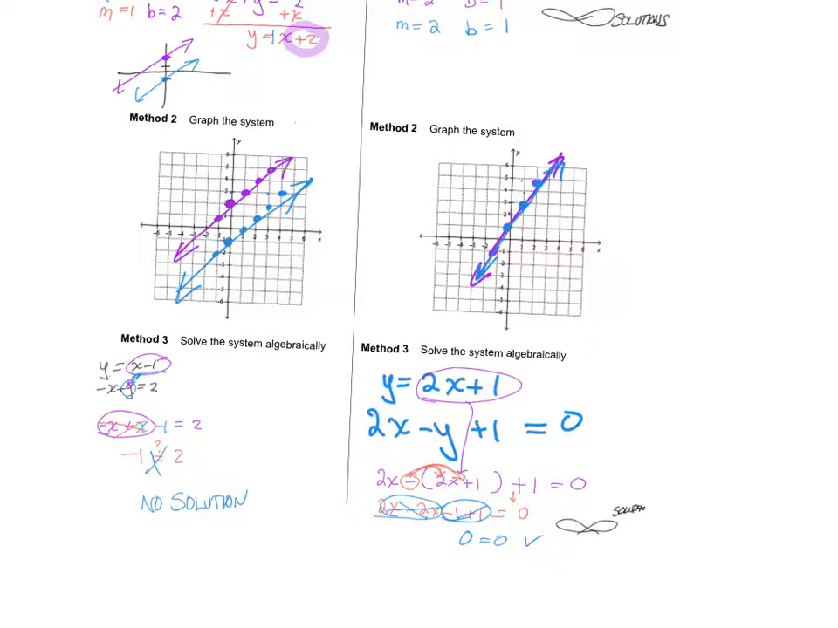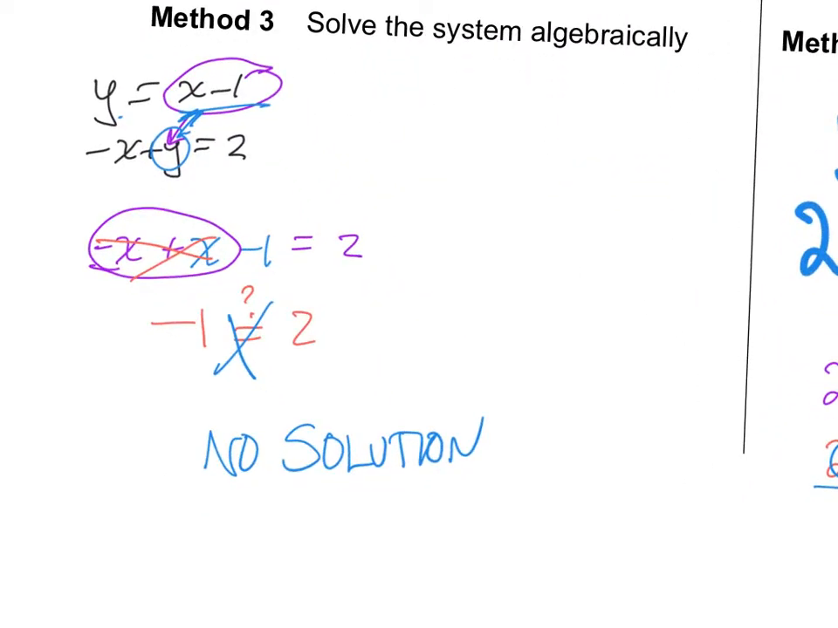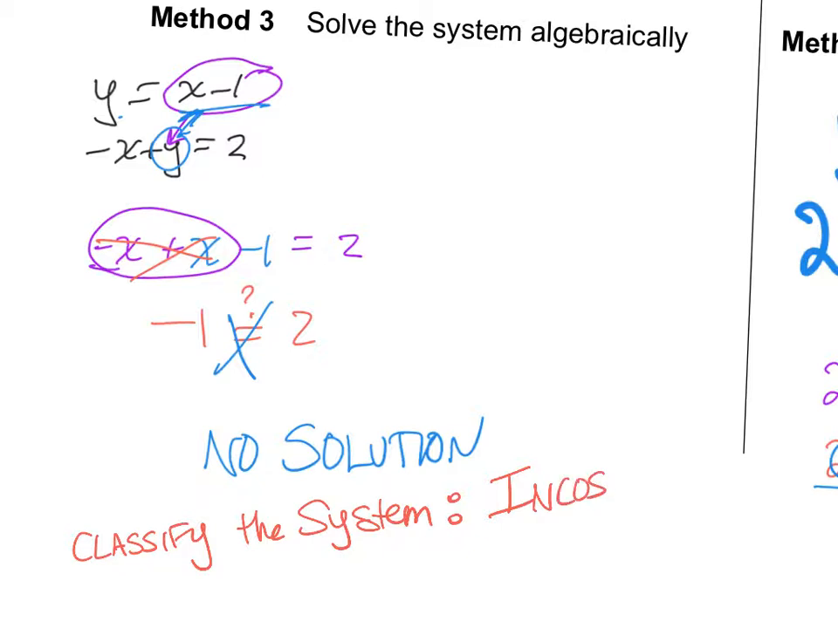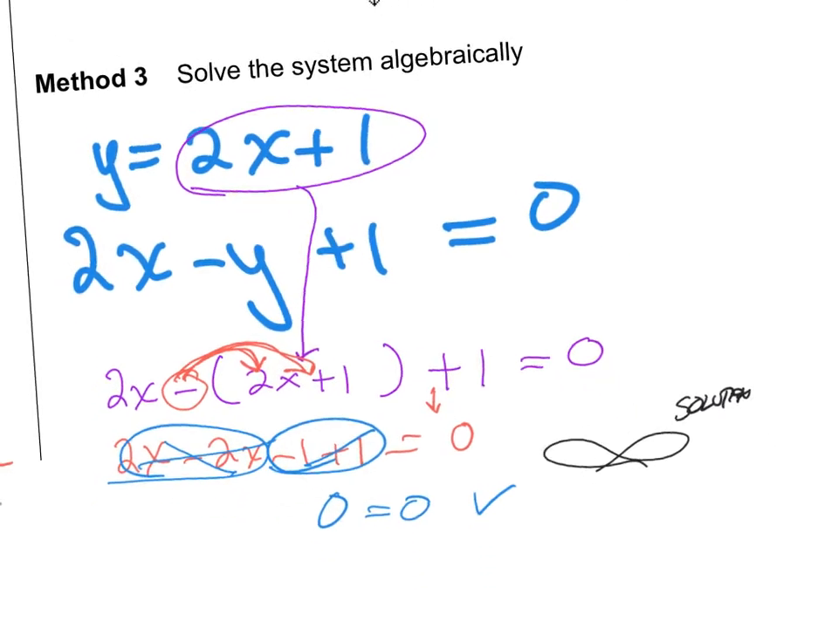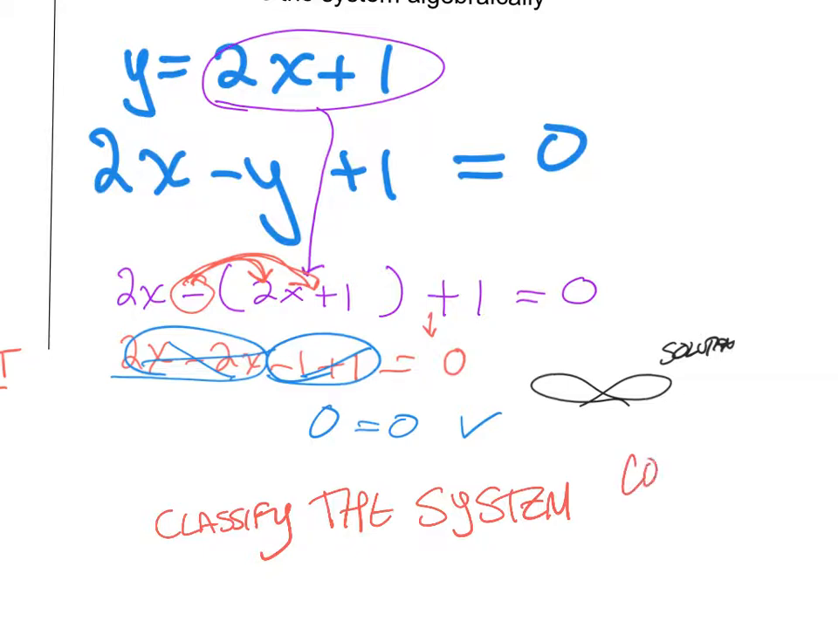Now, what I want to make sure that you understand is the proper classification of these solutions. The first one, there is no solution. So if I asked you to classify that system, you would say inconsistent, because there's no solution, so it's inconsistent. Similarly, if I asked you to classify this one, where it's infinite solutions, I said, hey, classify the system. Then, because it's infinite solutions, you have an answer, so it's consistent.